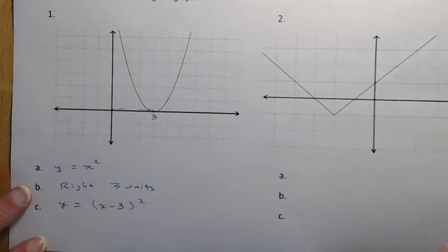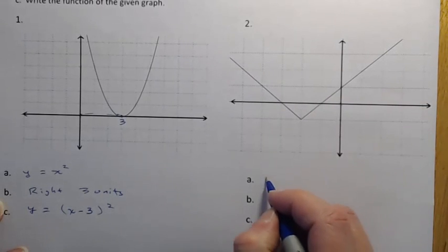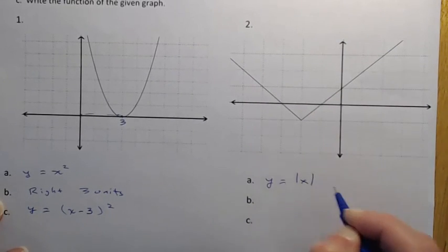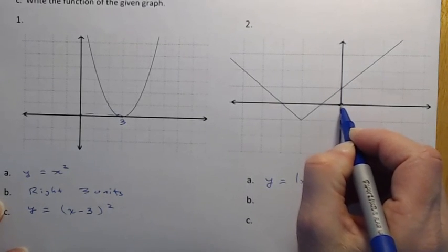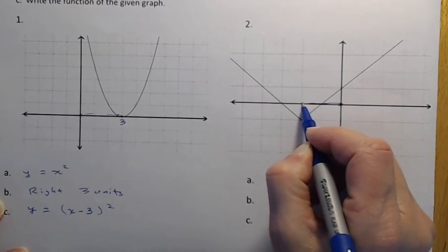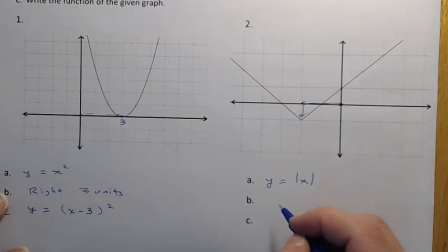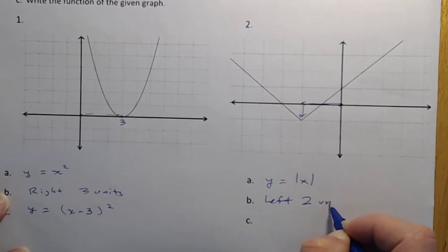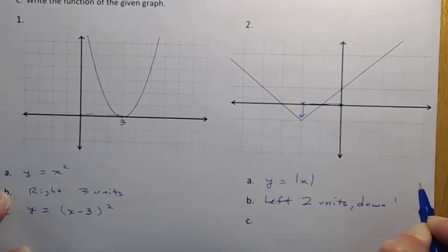Okay. And then similarly for number 2, this v-shape we should know right away to be the absolute value function. Okay. It again moved. We expect that corner to be at the origin. It moved left 2 and down 1. Okay. So we describe that shift. Left 2 units, down 1 unit.